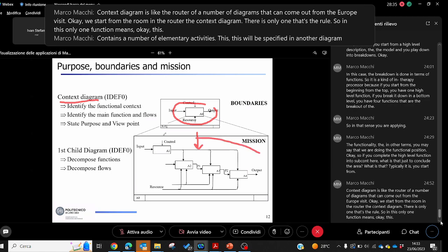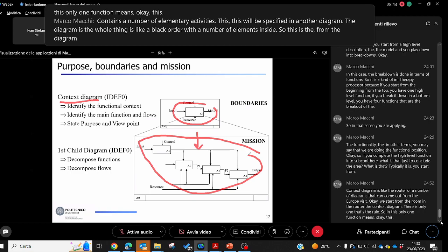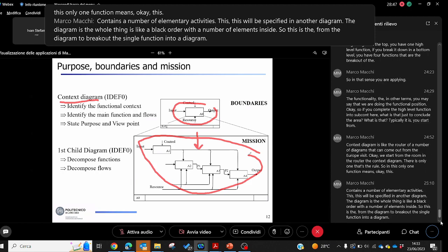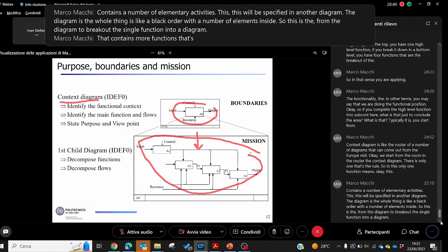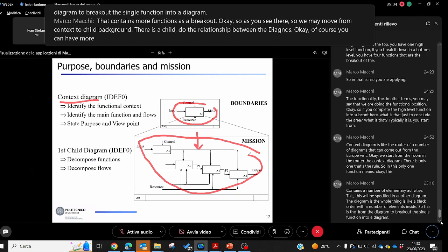The diagram is the whole thing, like a blackboard with a number of elements inside. So from the context diagram, you break out the single function into a diagram that contains more functions as a breakout. Okay? So as you see there, we move from context to child diagram. There is a parent-child relationship between the diagrams. Okay? Of course, you can have more hierarchical levels.